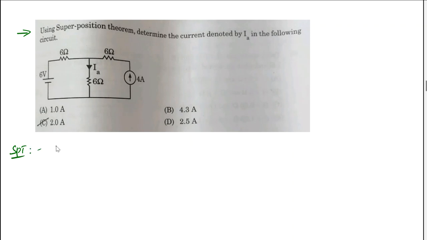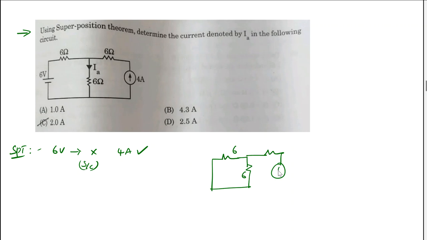So by using the superposition theorem, we can apply as many cases as there are sources. First, I am assuming that the 6 volt source is deactivated and only the 4 amp current source is active. In this case, the 6 volt source acts as a short circuit here. So I am making a short circuit here, and there is a 6 ohm resistor, another 6 ohm here, and here we have a 6 ohm, and there is a current source of 4 amperes.